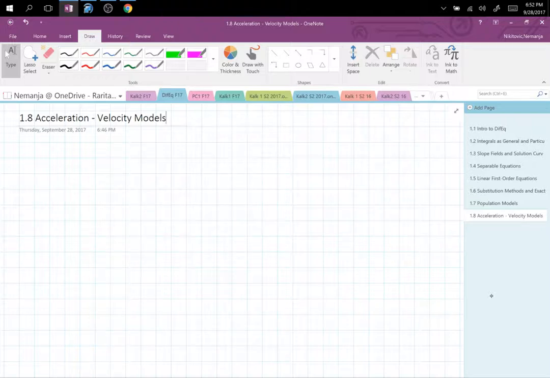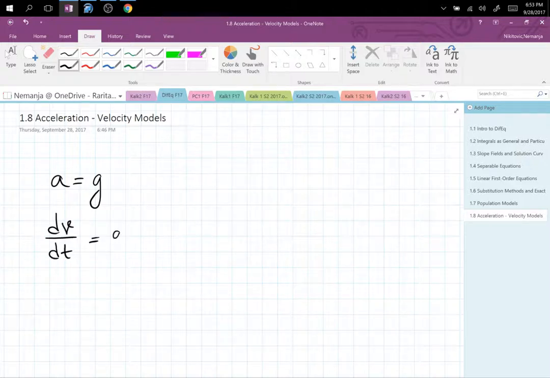When we talked about separation of variables, we applied it to our equation where acceleration is the acceleration of gravity. Acceleration is the change in velocity in time, which equals gravity. You can actually use negative g, right, because it pulls down.